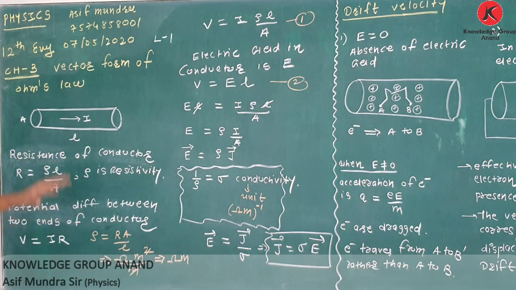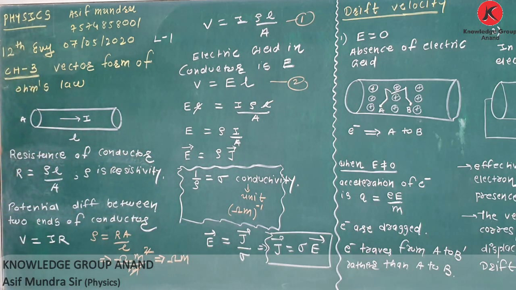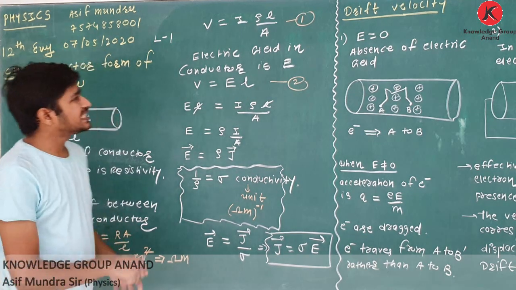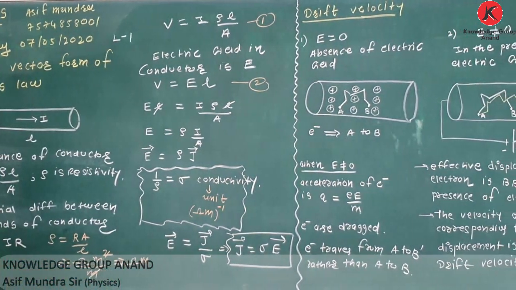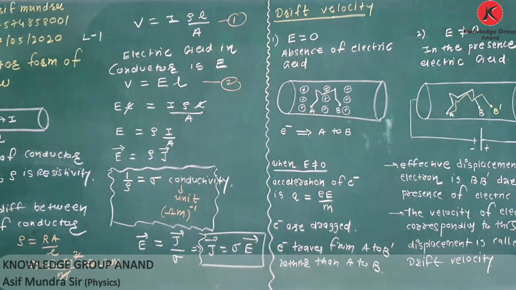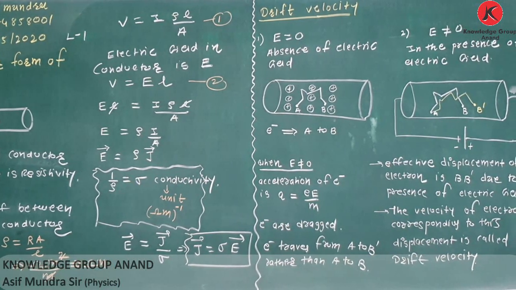And yes, you have to remember each and every equation to solve questions. Clear about this? Okay. Now see, next theory. What is next theory? Next theory is about drift velocity. Now what is the meaning of drift? What is drift velocity? That we will see.